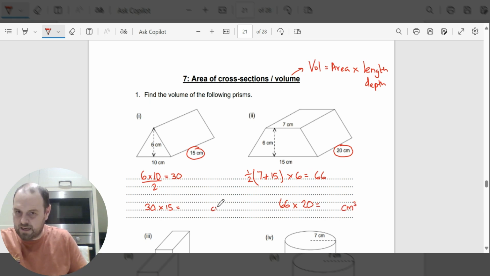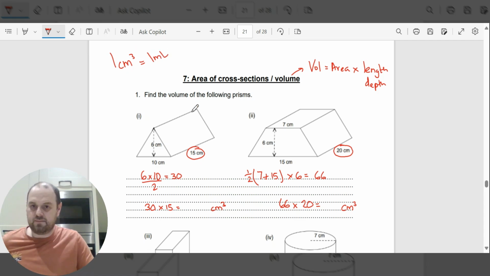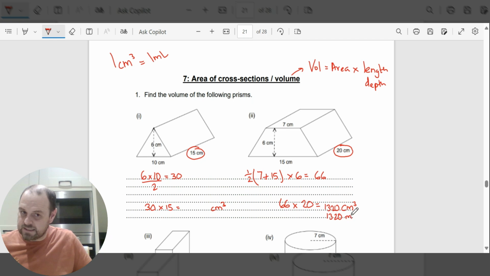I want to pick up on something now. A centimeter cubed is the same as a milliliter. They are the same unit. So if it says in a volume question, give your answer in liters, let's do this one. Say this is 1,320 centimeters cubed. So it's also 1,320 milliliters. They are the same thing. To change that into liters, I would need to divide my answer by 1,000. So it would be 1.32 liters.